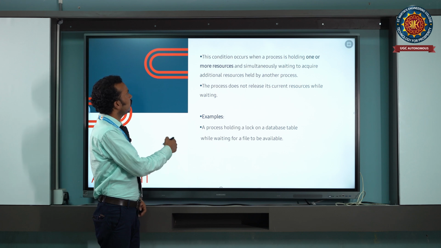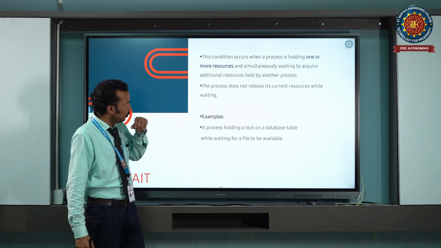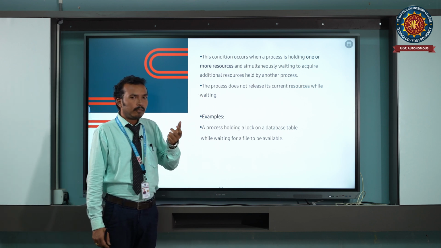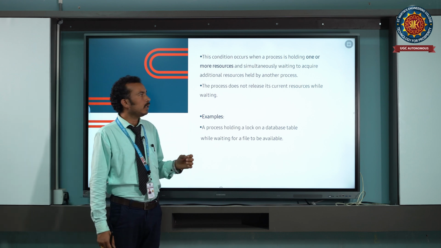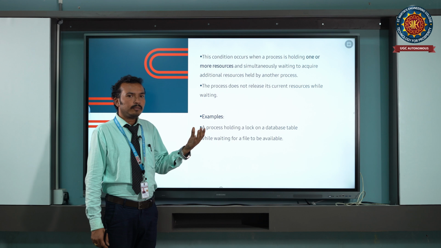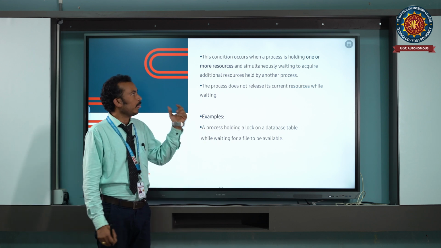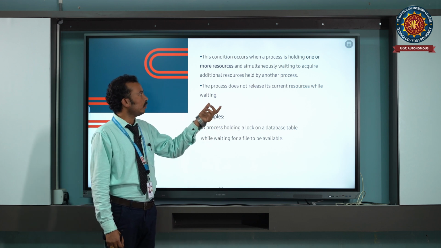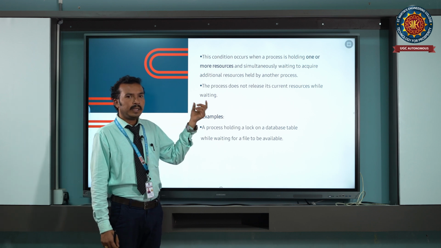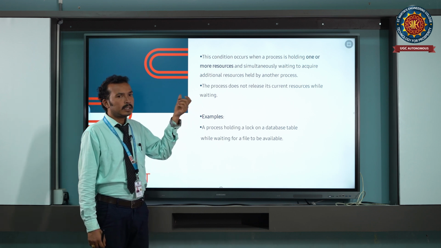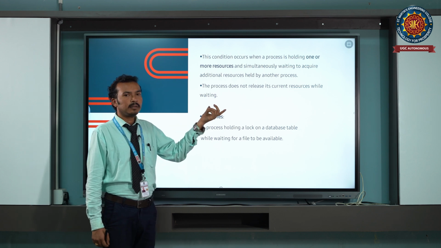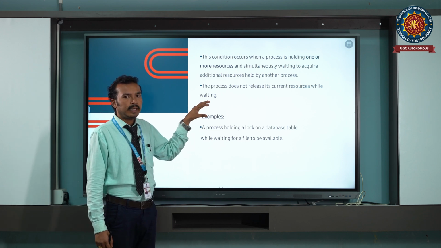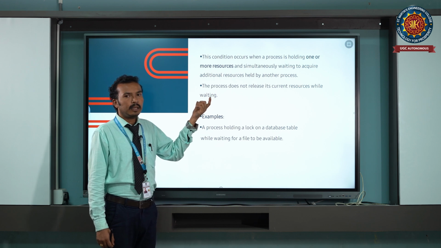Next, the second condition is hold and wait. Here the condition occurs when one process is holding one or more resources at a time and waiting for other resources that are acquired by other processes. So in this case, the process waits until the first process releases the resources, and only then will they be allocated to the second process. In this case also, the processes are waiting in the waiting list. So then the deadlock will occur.